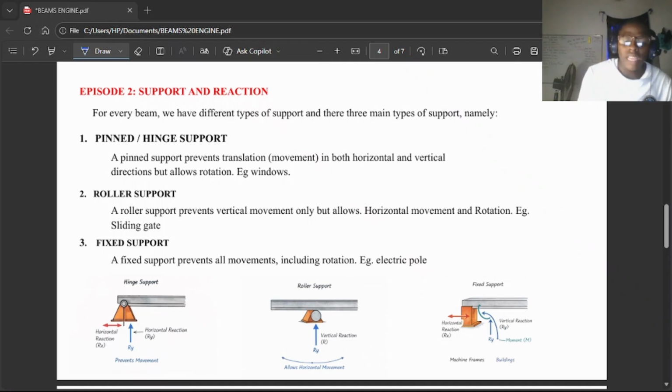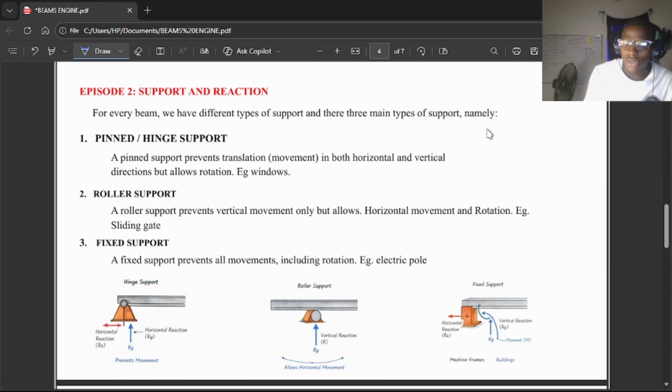Now, sometimes in exam, you are going to see a support of this nature. If you see a support of this nature, what should come to your mind? This is a hinge support. This is a pinned support. Am I communicating? Or you see your hinge support in this manner.